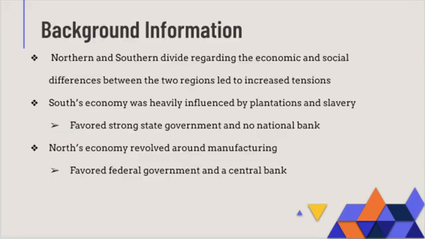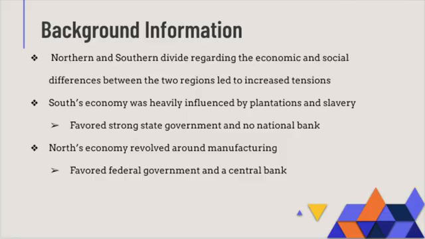Now, there were a multitude of factors that led America into a civil war. History Channel suggests that this armed conflict started as a result of growing divides between the North and the South. We believe History Channel is referring to the economic and social differences between the two regions. The South's economy was heavily influenced by plantations and slavery, which led to the South's support of a strong state government and no national bank. However, the North's economy revolved around manufacturing and as a result used considerably fewer slaves. The North favored a federal government and a central bank. These differences eventually led to increased tensions and eventually conflict.